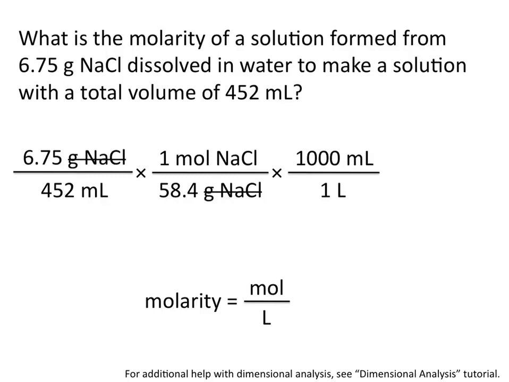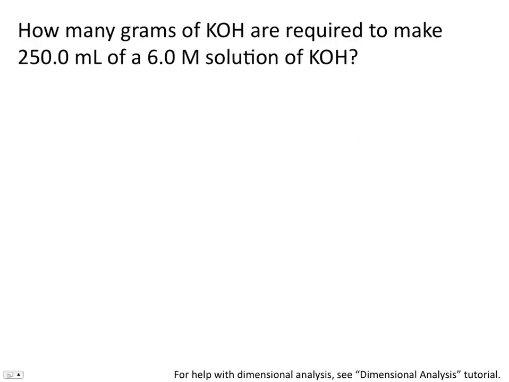By writing 1,000 milliliters on the top, this allows us to cancel out milliliters and leaves us with units of moles on the top and liters on the bottom, which is exactly what we're looking for when we're trying to calculate molarity. When we solve this calculation, we'll find that the molarity of this solution is 0.256 moles per liter, or 0.256 molar. Let's try a problem using molarity as a conversion factor.